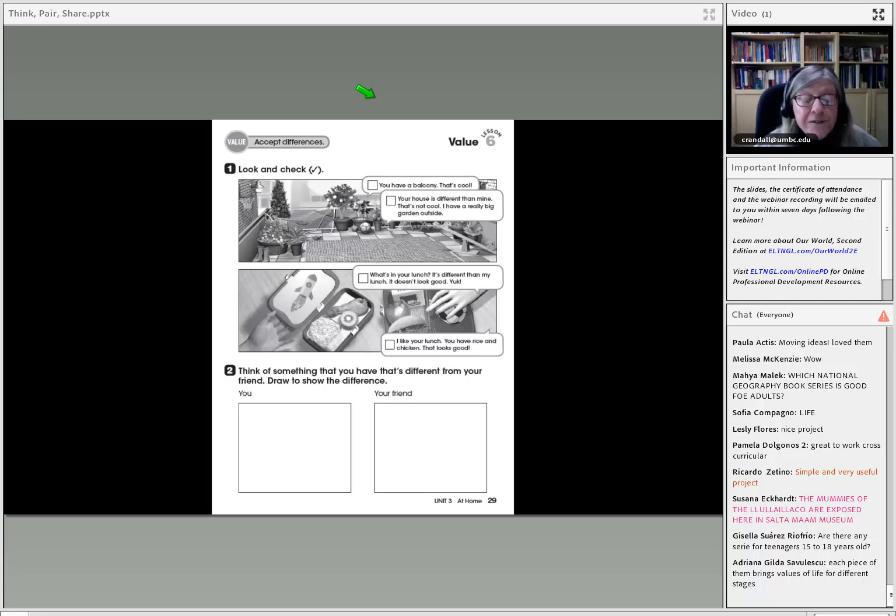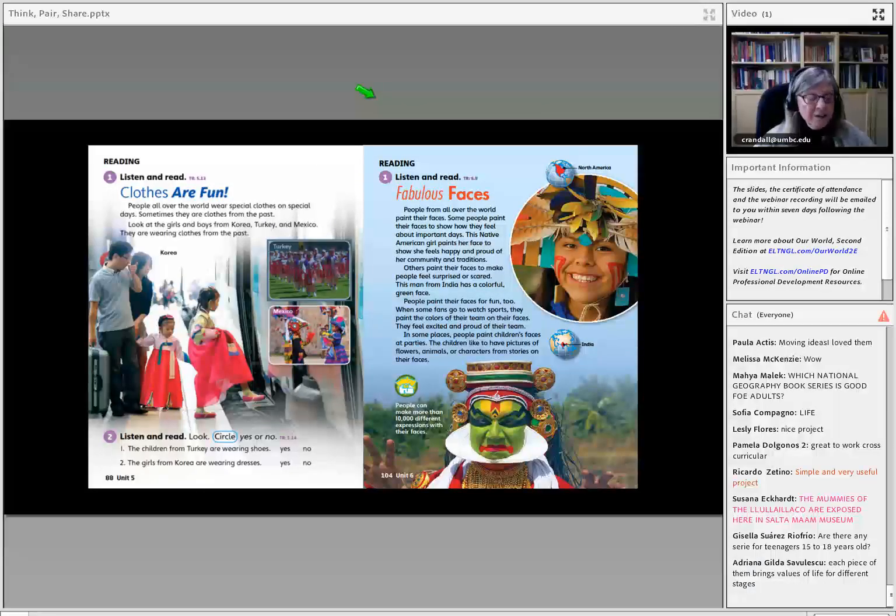And the second one is about differences in food, by saying it doesn't look good, yuck, versus, that looks good. But again, here we have an opportunity to draw something that you have that's different from your friend to show the difference. And this, again, will be able to provide you with a sense of the diversity even within your own class, if your learners are particularly from a smaller geographic area and you think of them as being monocultural.